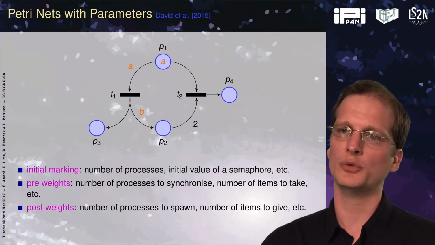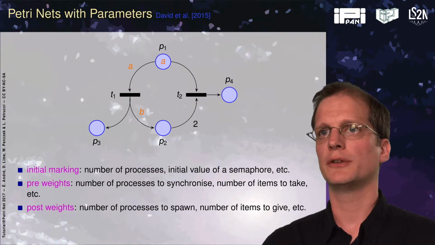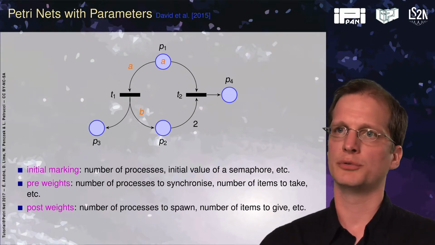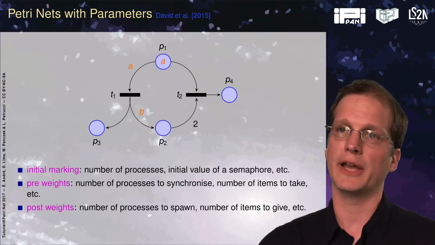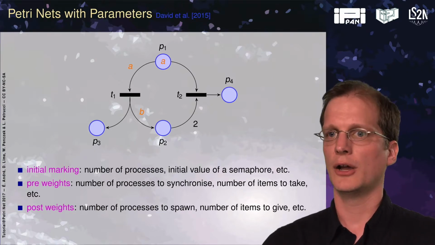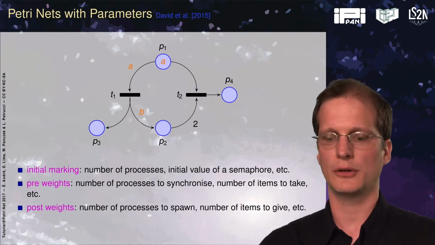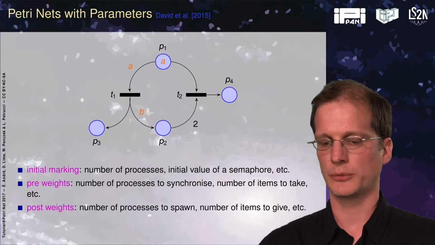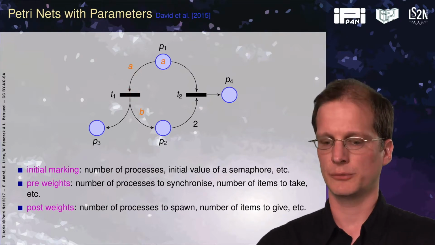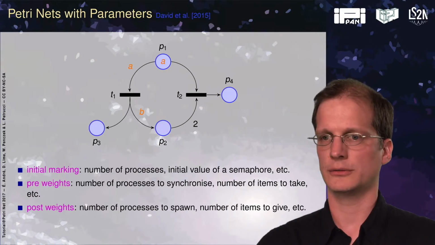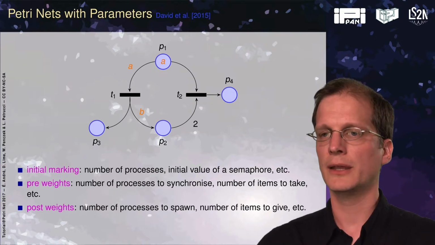So now when we want to parameterize such a model, we have several possibilities. We can, for instance, put parameters on the initial marking. So here we say that we have A tokens in this place. We can put parameters on the input arcs or the output arcs. So here we say that we will need A tokens to enable this transition, and we will put B tokens when we fire the transition. And here also we will take A tokens.